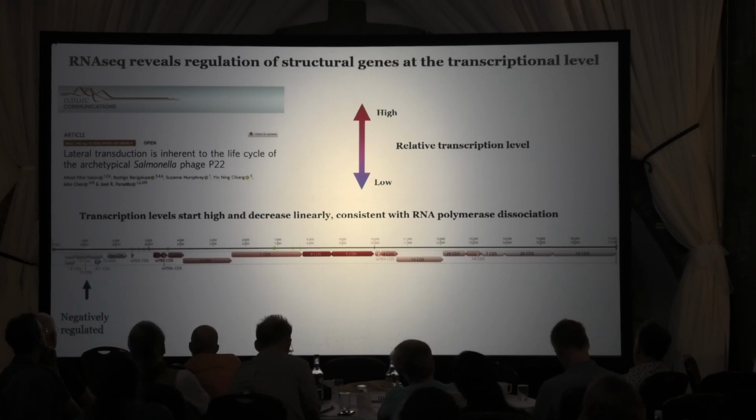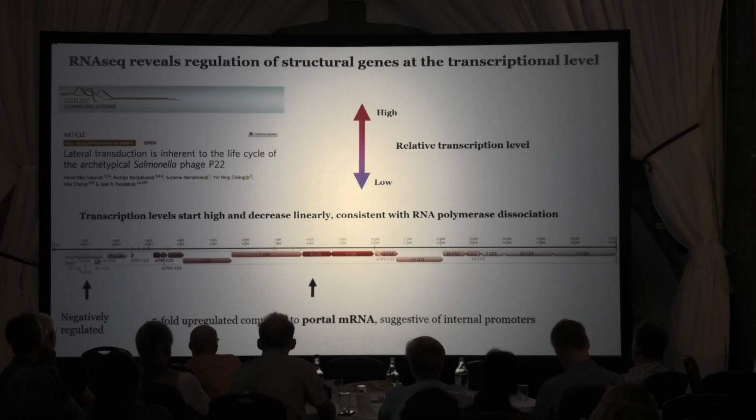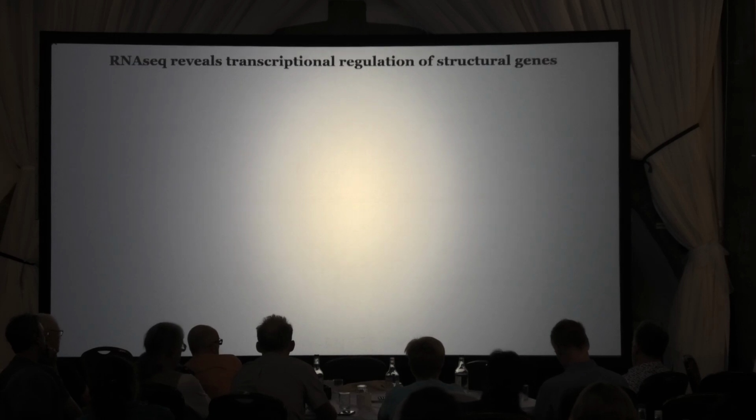So this RNA is negatively regulated. These are some regulatory genes, as well as the holins, which are not expressed early in infection because you don't need those until the cell's ready to lyse. And then also, quite strikingly, scaffolding protein and coat protein were about 5-fold upregulated compared to portal protein. Now, this is not consistent with a single long transcript.